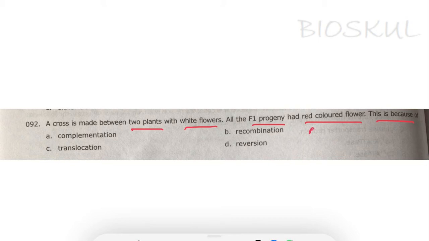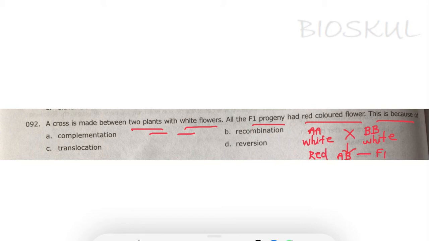Let's take gene A as responsible for white color flower. Also, gene B alone is also responsible for white color flower. So when we cross the two plants with white color flowers, then in the F1 generation, what will we get? We will get A and B, and when these two dominant genes are present together in the F1 generation, they produce red color flower.